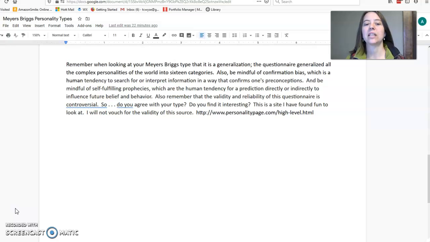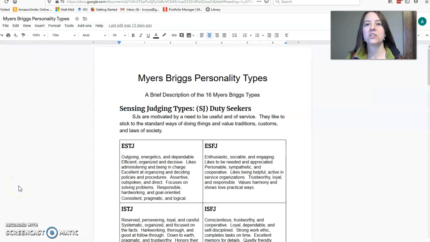I can't vouch for the validity of this source, but it just is fun to look at with Myers-Briggs inventory. To find your Myers-Briggs personality type, there is another document to look at. It is a Myers-Briggs personality types that I have shared with you.